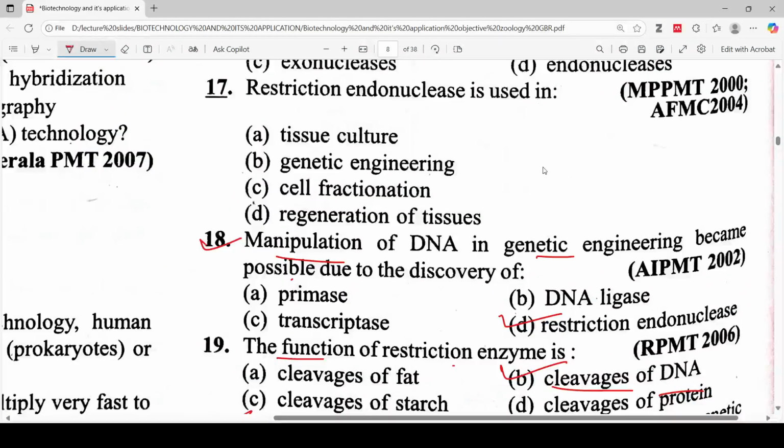Next question. A restriction endonuclease is used in option A, tissue culture; option B, genetic engineering; option C, cell fractionation; and D, regeneration of the tissue. So genetic engineering will be the correct answer for this question. Genetic engineering is the correct answer. Next question.